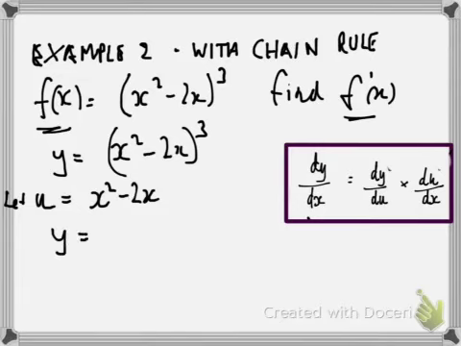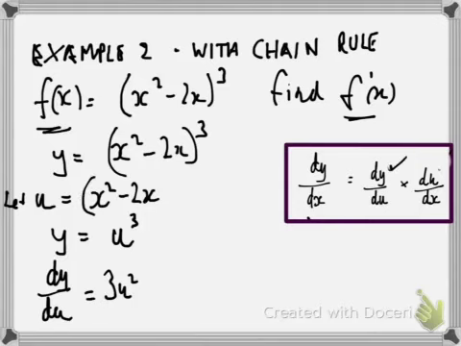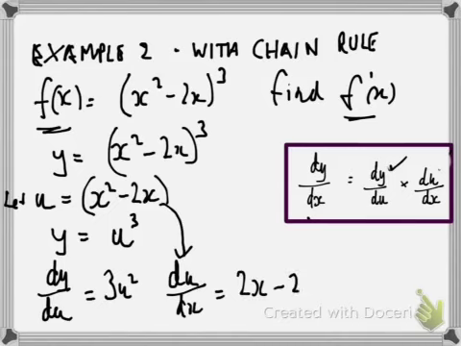Therefore, y equals u cubed. Therefore, dy/du equals 3u squared. We also, so we've got dy/du, we also need du/dx. Okay, there's our u. So du/dx is going to be the derivative of the bracket, which is 2x minus 2. So we've got dy/du and du/dx. So we'll copy those over to the next slide.